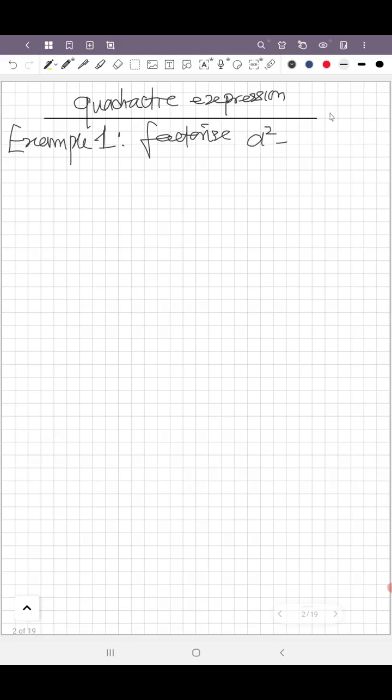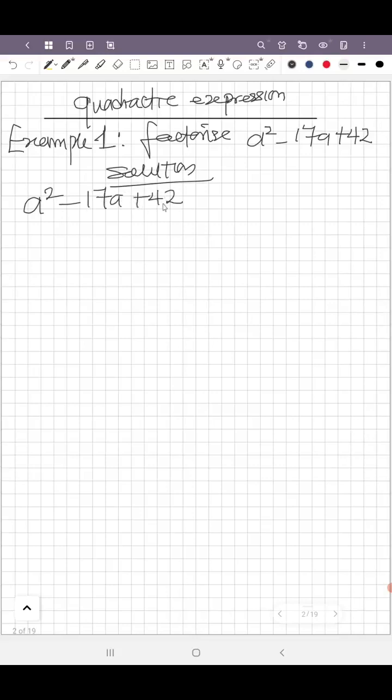a squared minus 17a plus 42. This is an expression. If it has an equality sign, we call it an equation. If we are to factorize this, what is the first thing to do? You firstly factorize a squared minus 17a plus 42.